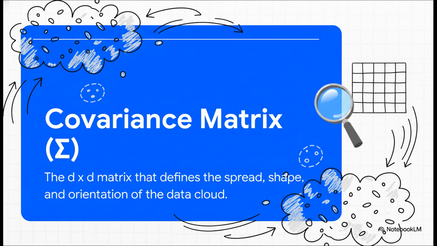Describing the spread, the stretch, and the tilt of the cloud is all handled by this incredibly powerful tool called the covariance matrix, or sigma. This one matrix is amazing. It doesn't just capture how spread out each feature is on its own, it also tells us how all the features move together. It is the absolute key to understanding the cloud's geometry.